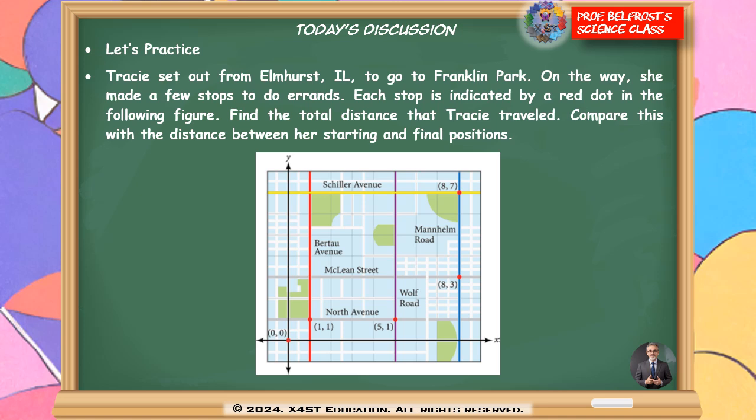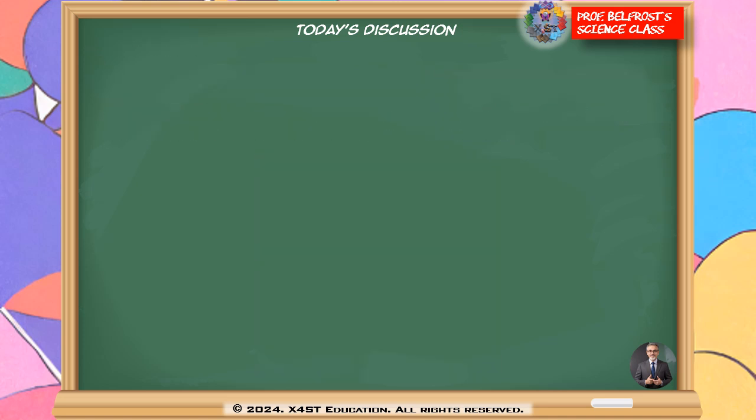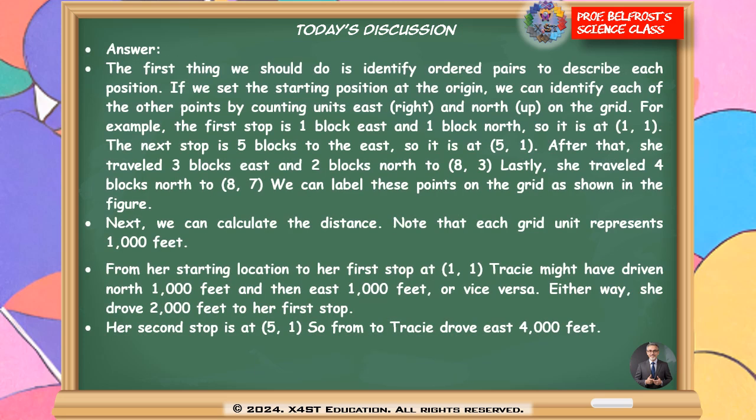Okay, so let's analyze the picture first. Let's look at how Tracy is set up. The first thing is to identify all the pairs. So we have 1, 1; 5, 1; 8, 3; 8, 7. And we calculate the distance for each grid unit. This is a very important note. Each grid unit represents 1,000 feet.